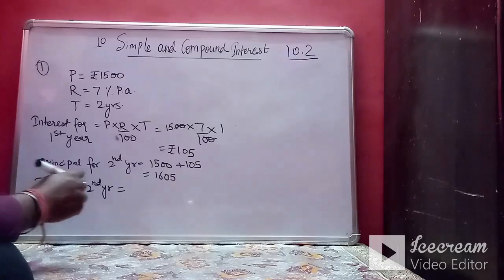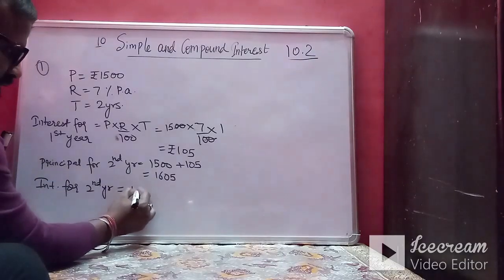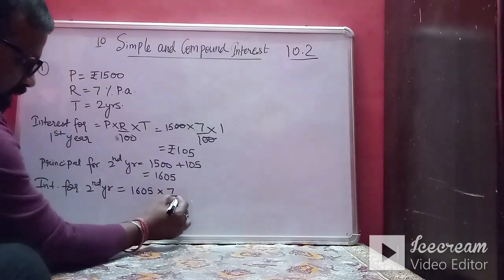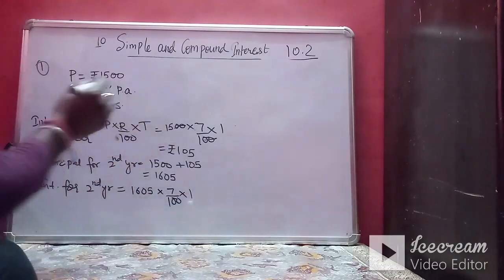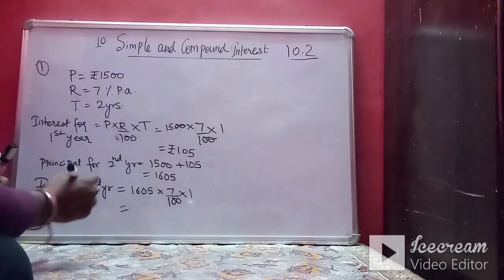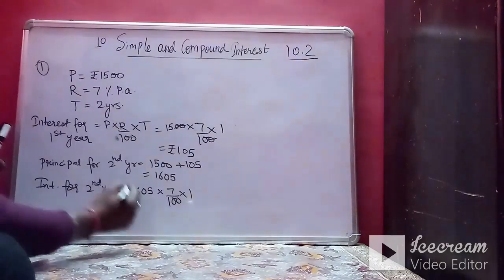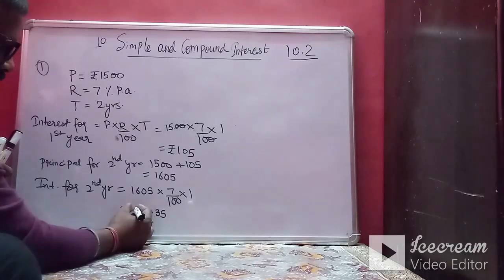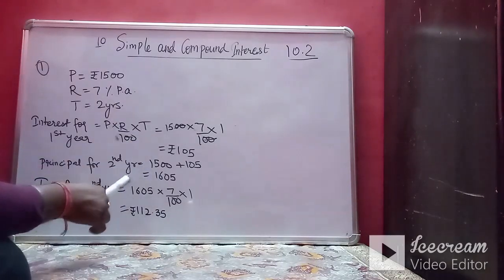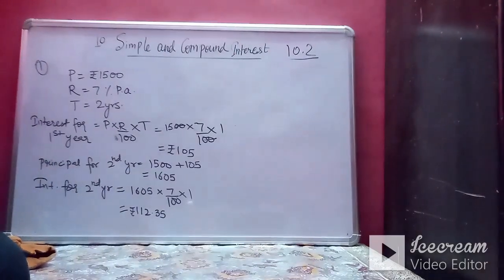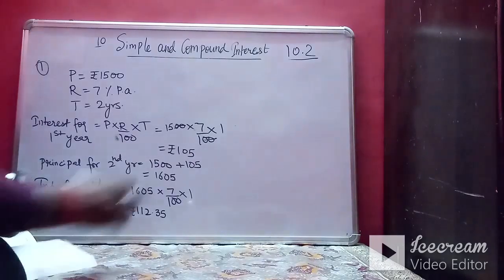P into R upon 100 into T, that is 1605 into rate is 7 upon 100, and again time will be 1 year. So when we calculate, it will be 112.35 rupees. Okay, so this is the interest for first year, this is the interest for second year. Now we have to calculate the compound interest.